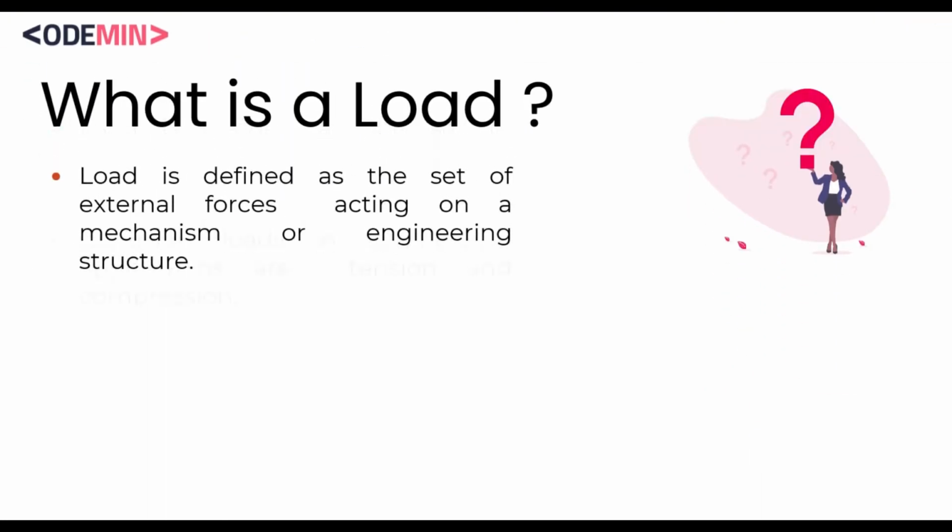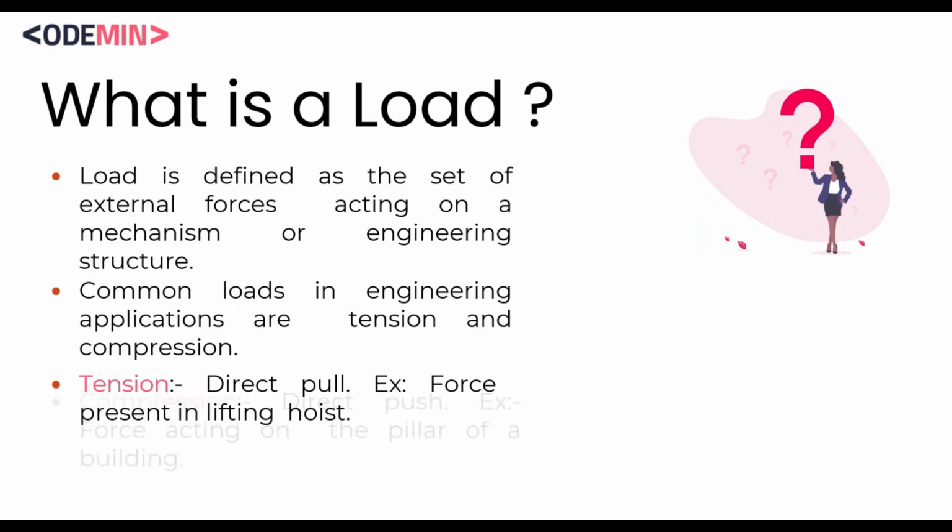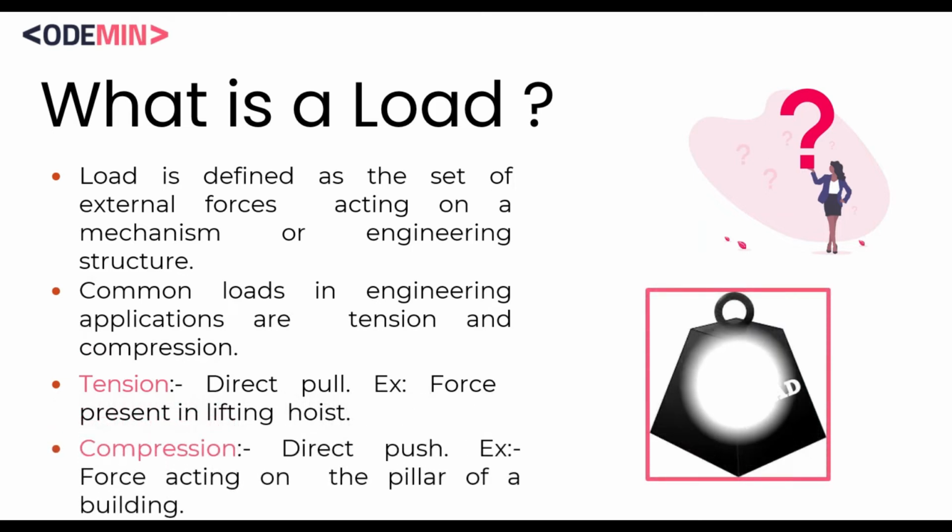What is a load? Load is defined as a set of forces acting on a body or mechanism. Common loads in engineering applications are tension and compression. Tension is defined as the direct pull of an object, that is nothing but the extension. Compression is nothing but the direct push of an object. Here they are called the contractual forces.